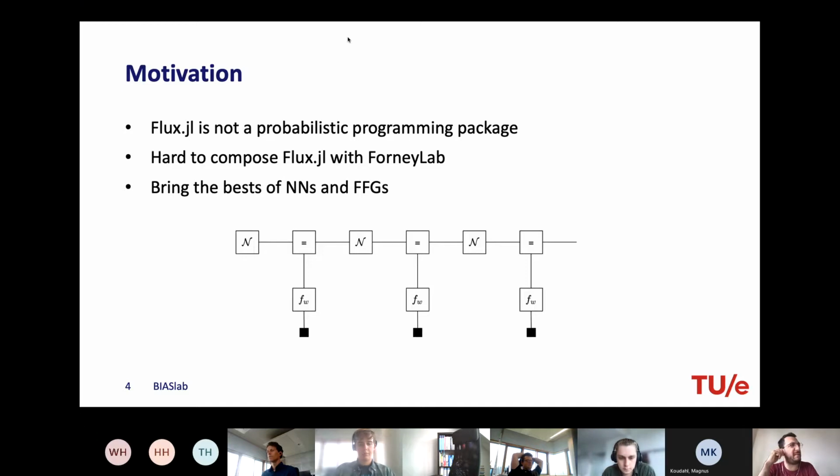But this is not that easy. For some reason, ForneyLab throws errors when you try to combine Flux with ForneyLab, and also the inference of neural networks and probabilistic models differ a little bit, which also impedes using deep learning tools with probabilistic models. But it would be really nice, right? Bringing the best of neural networks and Forney-style factor graphs for different purposes.